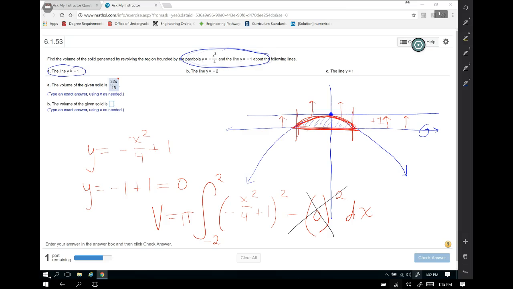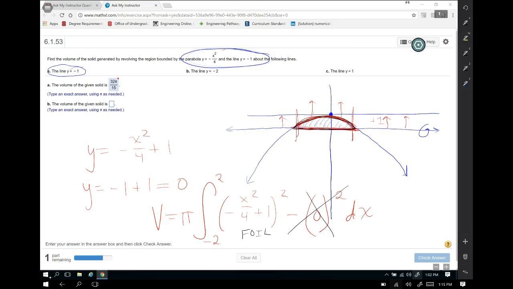You could either type it in your calculator at this point, now that we have it set up. If you wanted to work this out by hand, you would have to FOIL this out because it's a binomial squared if you wanted to integrate it by hand. So all three of these, A, B, and C, are all going to use this same region. They just ask you to do different axes of revolution.